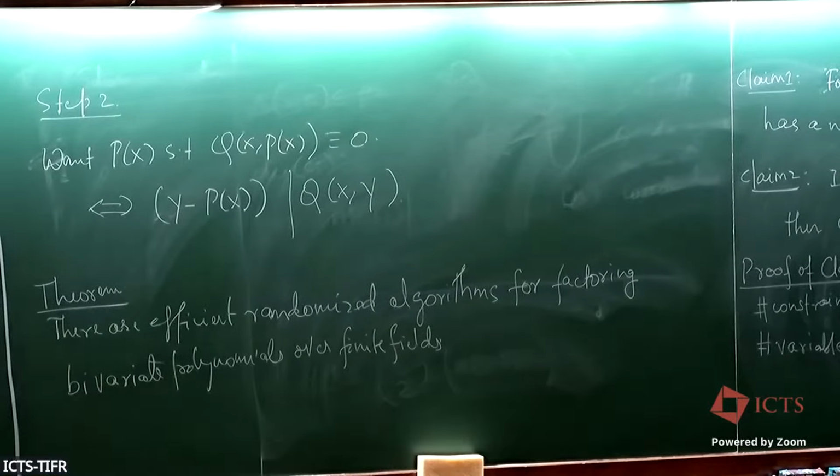Oh, so a multiplicity m constraint on a bivariate is saying all partial derivatives of order at most m minus 1 should vanish. So that's it. You had a question? Yeah, for even lower. Right, good. That's a good question.